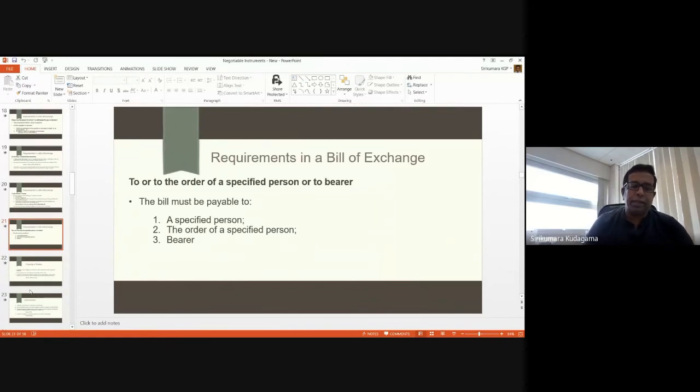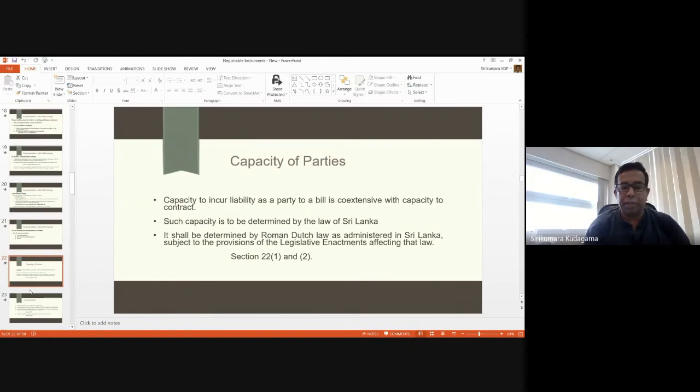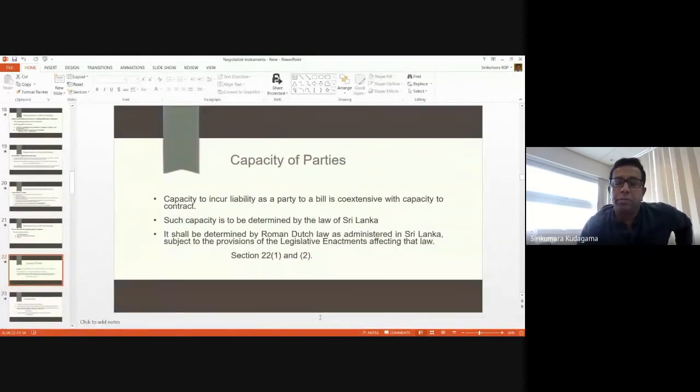This is what we were discussing. It can be a specified person, the order of a specified person, or the bearer who can be the payee, the beneficiary of a check or bill. Then it goes without saying that parties need to have the capacity to be a party to a bill of exchange. Capacity to incur liability as a party to a bill is coextensive with the capacity to contract. Basically, capacity to contract should be what is required in a bill of exchange as well.